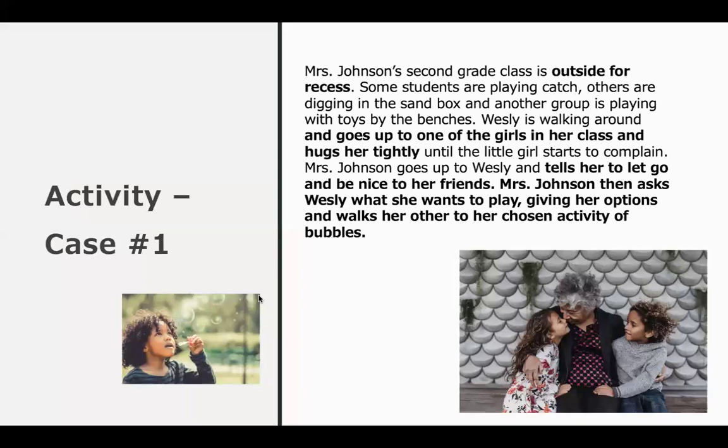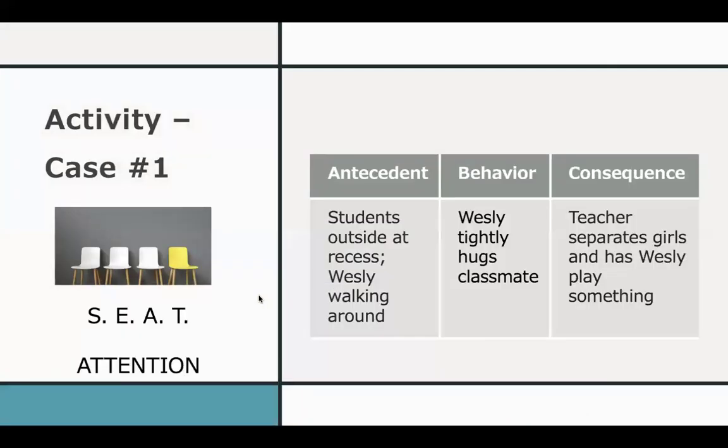So in this situation, you are complaining, "Well, I always have Wesley at recess. She's hugging all these other girls. It's always a problem." If we were going to break this down, how would we first break it down to figure out the why? This is how we would break it down. Our antecedent here: students outside at recess, and Wesley's walking around. That's exactly what's happening before our behavior of interest. Then our behavior of interest: Wesley tightly hugs her classmates, which is a problem because the classmates are complaining.